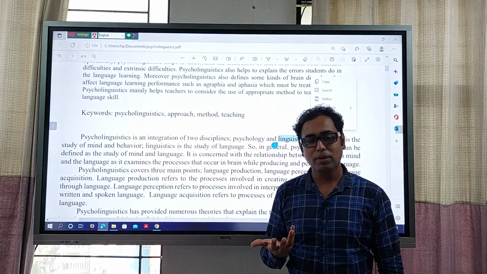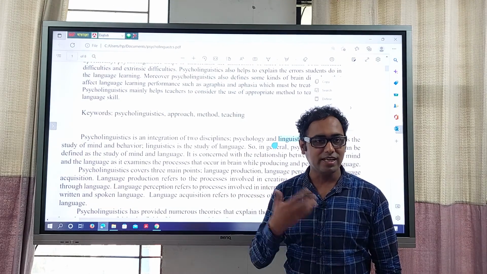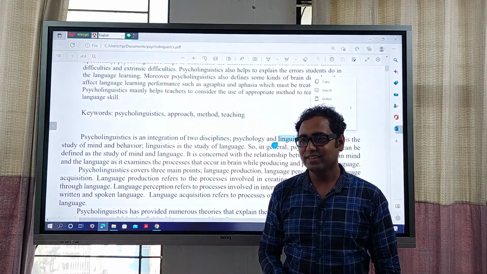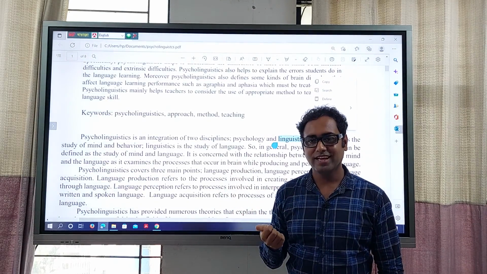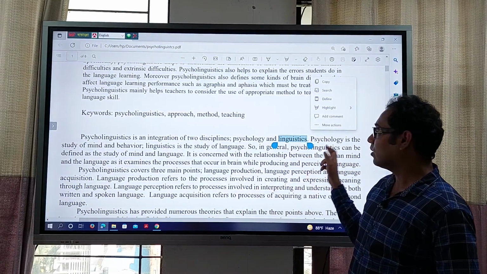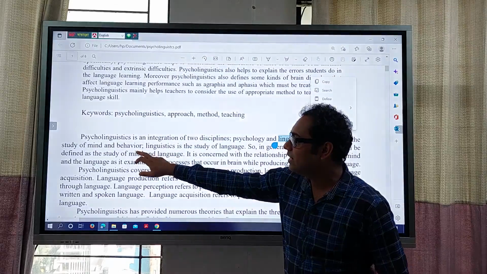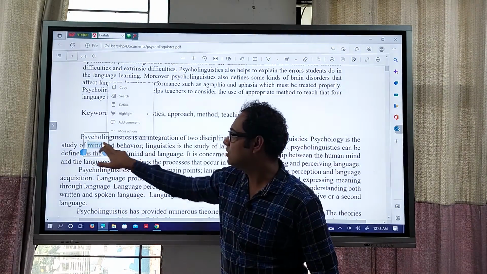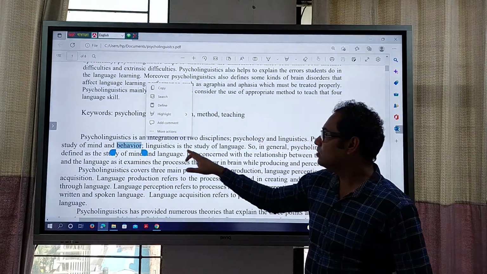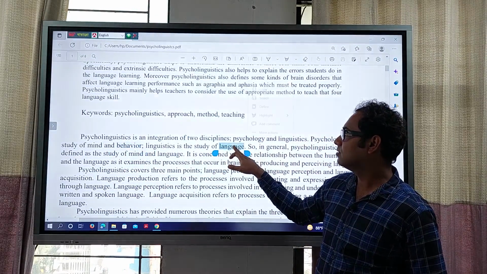Some people believe that if you study psychology, you will be able to read people's minds. So if you study both, then you have a double dimension for sure, psycholinguistics. Psychology is the study of mind and behavior, that is important, mind and behavior. And linguistics is the study of language.